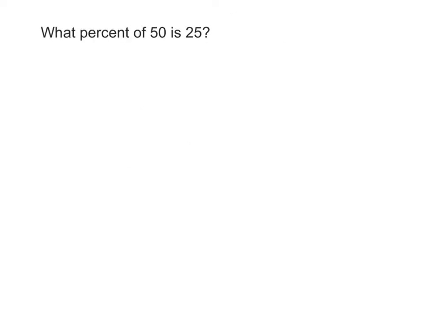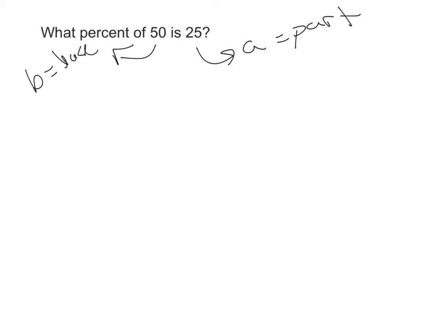Here we have a fairly common question. What percent of 50 is 25? Now, many of you probably know this right off the top, but let's look at how we can use our proportion to solve this issue. So we want to start filling in what we know. In this case, 25 is A. That's our part. 50 is our base, or B. So what we don't know is what percent. We don't know our P.